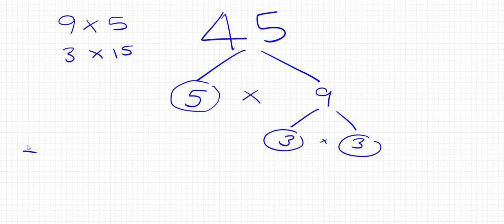Now, the next step is to write down our prime numbers on one line with multiplication. Okay, and let's check, is 45 a product of these prime numbers, these prime factors? Let's have a look. 5 times 3 is 15 and 15 times 3 is 45. So yes, it works.